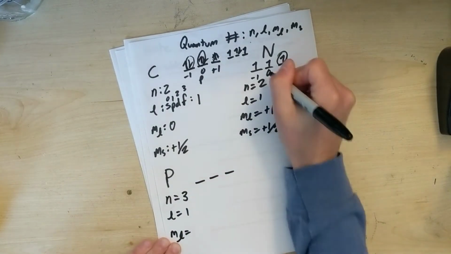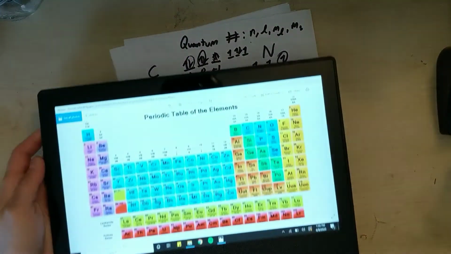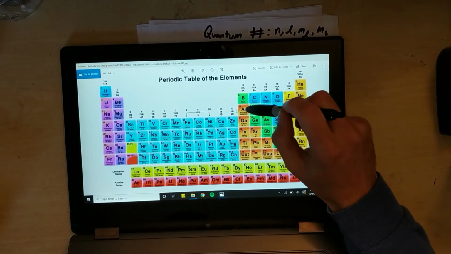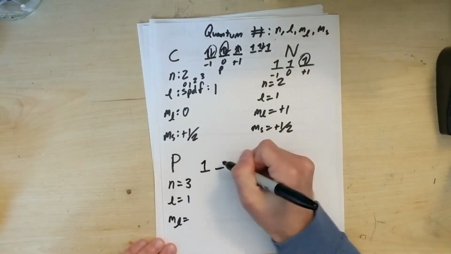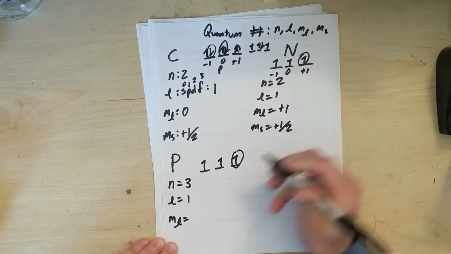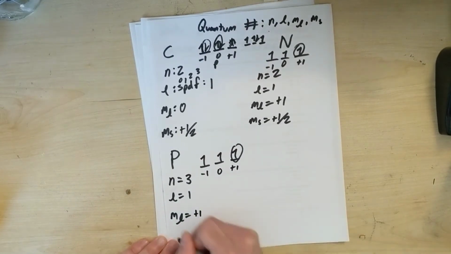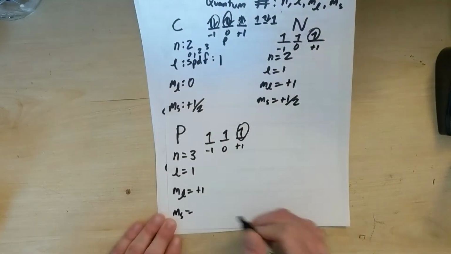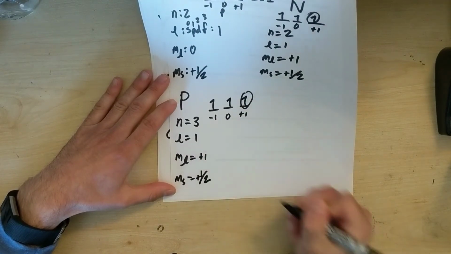So if we're following the same logic, right? Let me pull this up again. So if we're going 1, 2, 3, then we're doing 1, 2, 3. We're still talking about that electron. So it's still going to be plus 1. Okay? And M sub S is still also going to be plus 1/2. Okay?